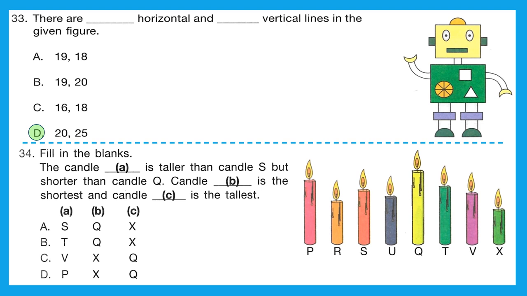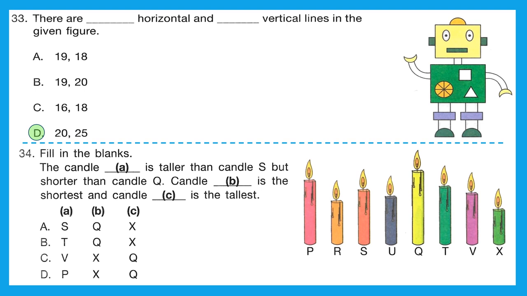So at the A place, we'll have candle P. Moving to the B place. Candle dash is the shortest. So which one is the shortest? We can clearly see that X candle is shortest. So at the B place, we'll have X. And candle C is the tallest. So we need to find out which one is the tallest. Yes, Q candle is the tallest one. So we got our answer. Column A, P. Column B, X. And column C is Q.